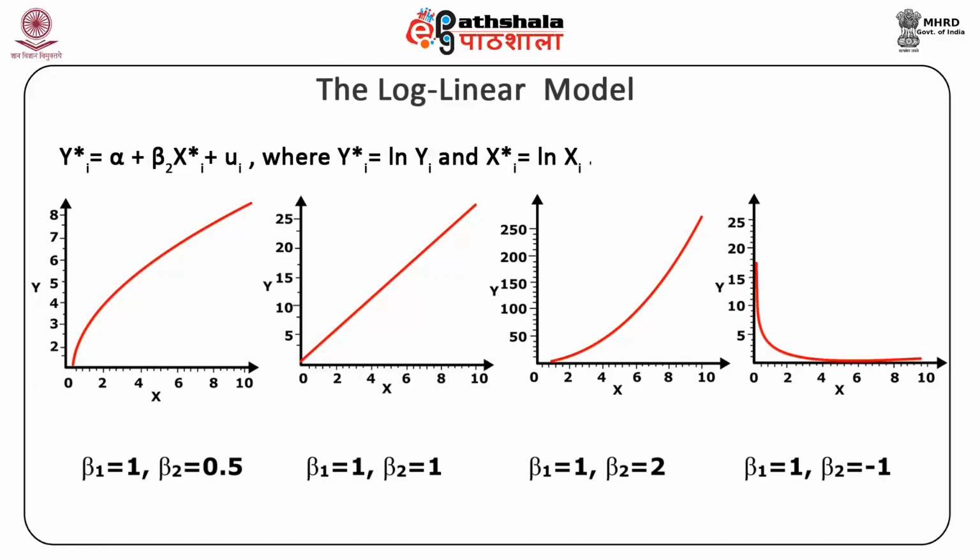Another feature of the model is that although alpha hat and beta 2 hat are unbiased estimates of alpha and beta 2, beta 1, the parameter entering the original model, when estimated as beta 1 hat equal to anti-log of alpha hat, is itself a biased estimator.